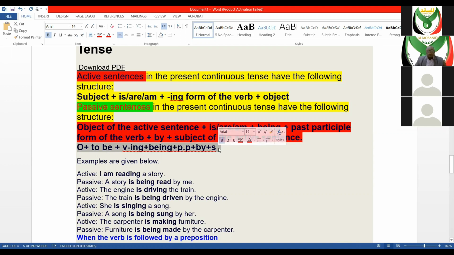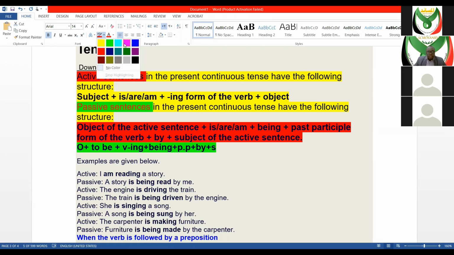The important thing: if you do not understand this, you cannot understand the examples. This is the object plus verb to be. You know the verb to be consists of three things: is, are, am. This is the verb to be.